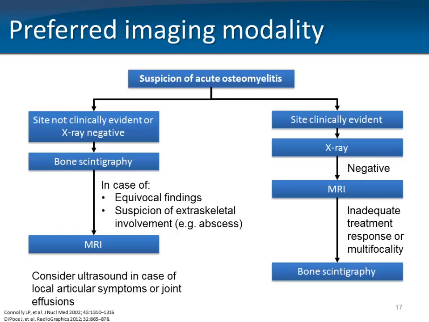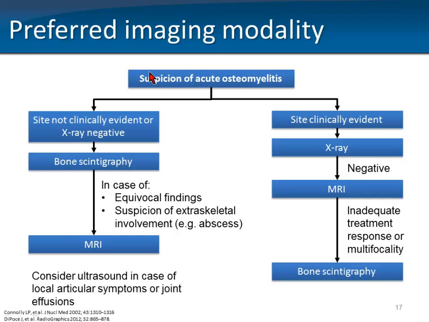But then comes the question, how do we organize the multiple studies that we have available? If you look in the literature, there are guidelines available, and roughly you can summarize them, or I try to summarize them, as this. Either you know in a patient who has a suspicion for acute osteomyelitis where the problem is going on, then I believe you should do X-ray first. If that doesn't make you any wiser, you can move to MRI. And if that doesn't make you any wiser, or if there is inadequate response to treatment, or if you think, well, this may be multifocal because there is septicemia, then you can do bone scan.